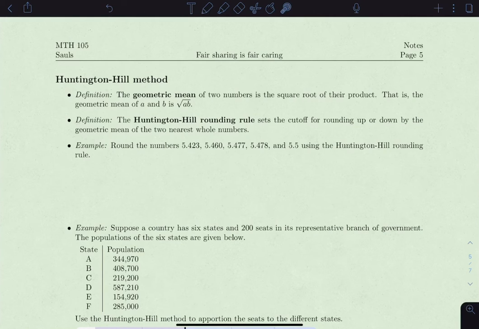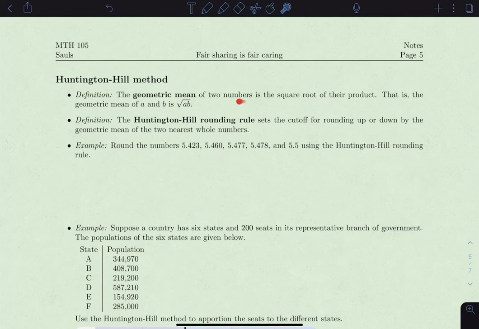The first thing we're going to need is the concept of the geometric mean. It's another type of average. Typically when you're calculating an average, you add up all the numbers and divide by the number of numbers that you have. That's called the arithmetic mean. The geometric mean involves multiplying the numbers together and then taking a root based on how many numbers you multiplied. In the case of two numbers, you just multiply the numbers together and take the square root. So that's the definition of a new type of average.